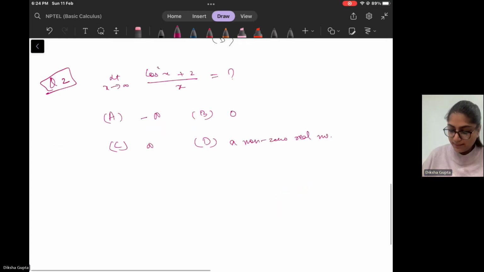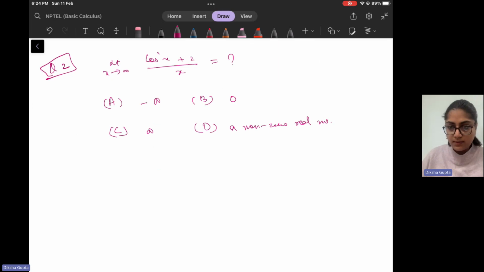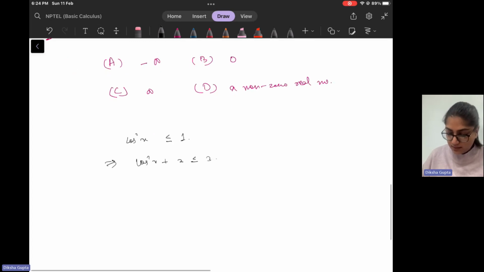Whenever there are trigonometric functions, you can try to see that the trigonometric function will be bounded, and if the limit of the other function exists and is 0, then the overall limit will be 0. So you can see that cos square x will be less than or equal to 1, which implies cos square x plus 2 will always be less than or equal to 3.